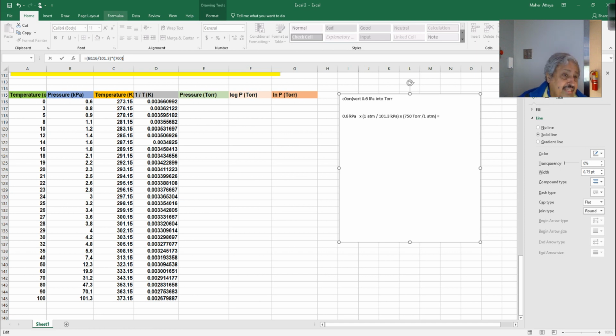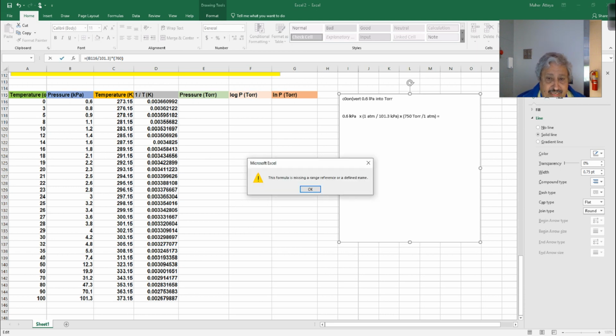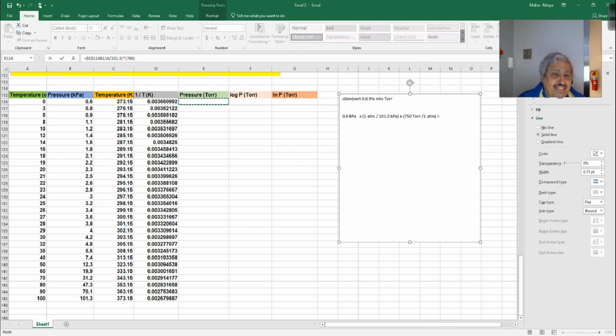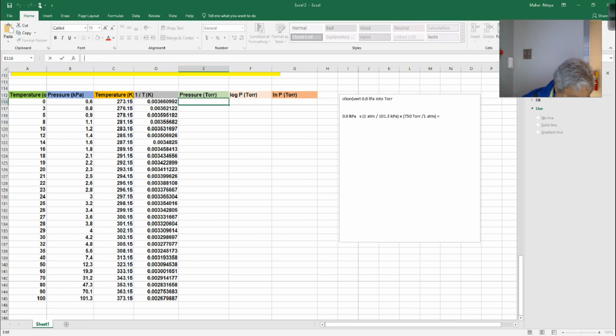So here it is. This is what we have converted, the kilopascal inside to torr, correct? Oh, we did not highlight this. That's our mistake. I will cut this one here. You have to highlight the cell first. Then I'll paste it, I'll take all the stuff here.